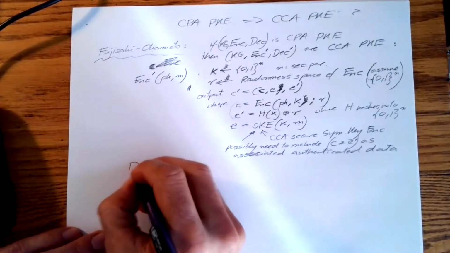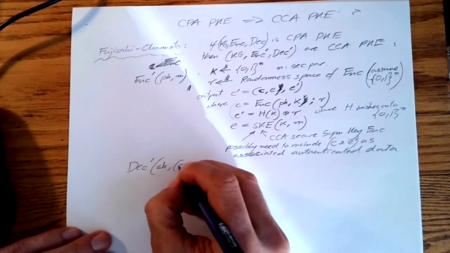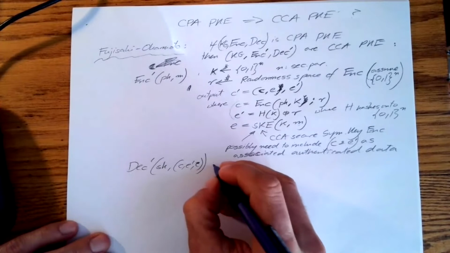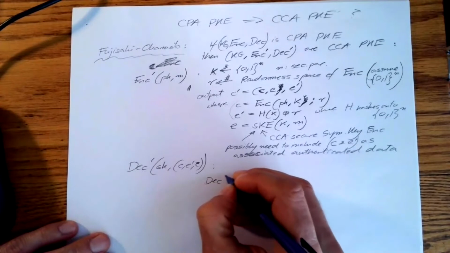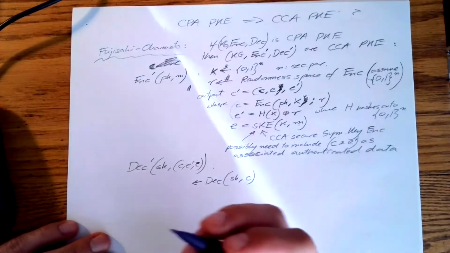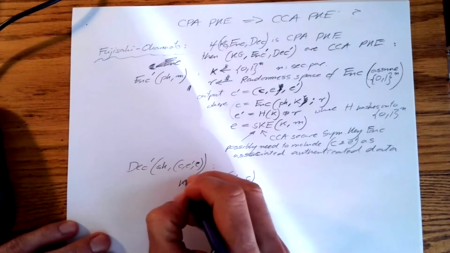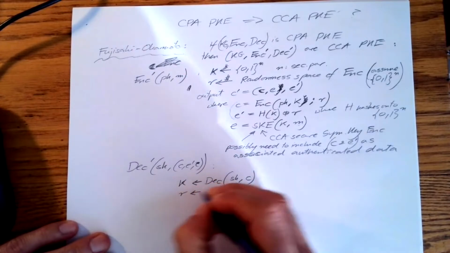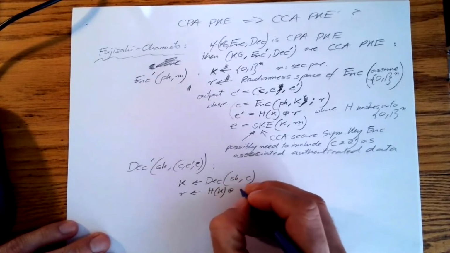Okay, how do you decrypt? You take this tuple C, E prime, E, and first of all, you run the underlying decryption under the secret key on the ciphertext, and you generate some plaintext. What is the plaintext? A key. Then you compute the randomness as the hash of the key XOR E prime.